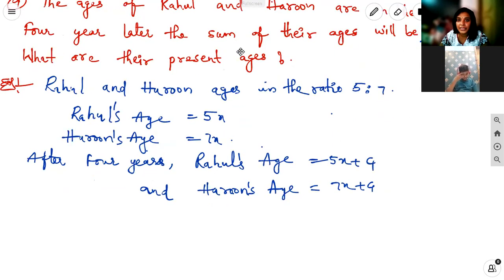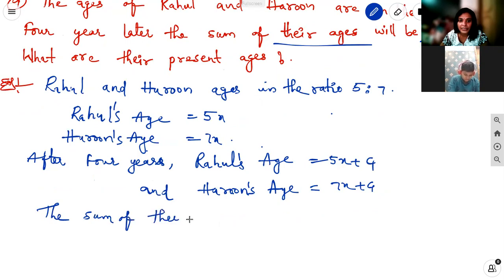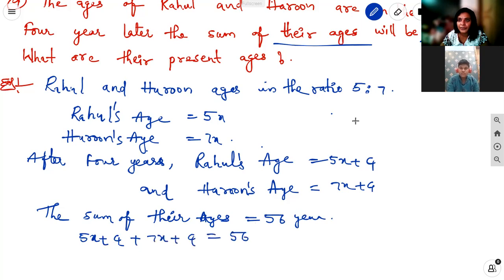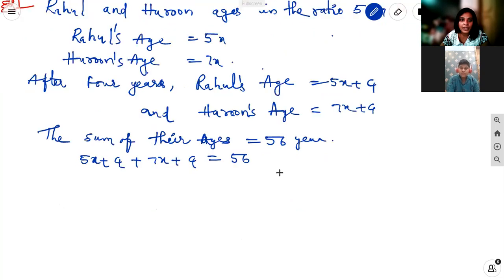Four years later, the sum of their ages equal to 56 years. That is nothing but Rahul's age plus Harun's age equal to 56 years. Now simplify the left hand side terms. 5x plus 7x is 12x. 4 plus 4 is 8, equal to 56.